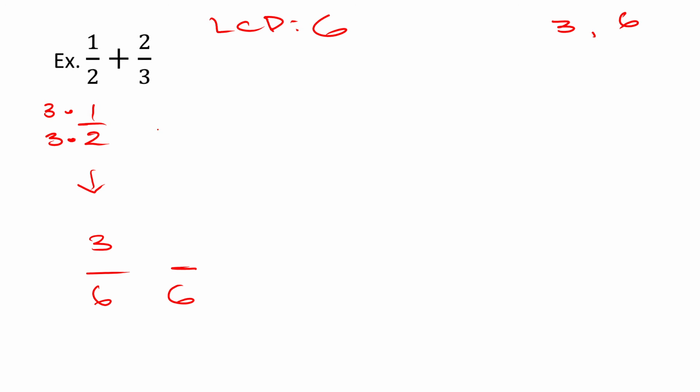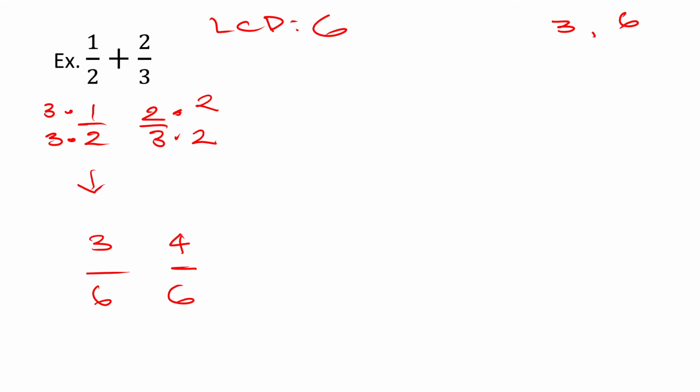Now we move on to the next fraction. Can we bring down 2/3 as 2/3? No, because this fraction, 2 over 3, does not have a denominator of 6. So we cannot just bring it down. So let's multiply the denominator 3 with what number to get 6? That's 2, of course. So we also multiply the top with 2. 2 times 2 is 4. 3 times 2 is 6.